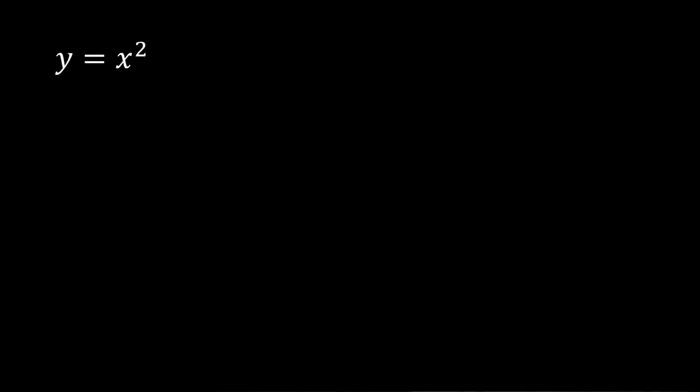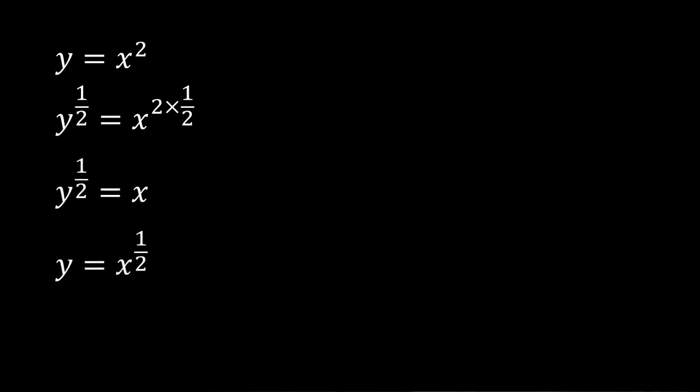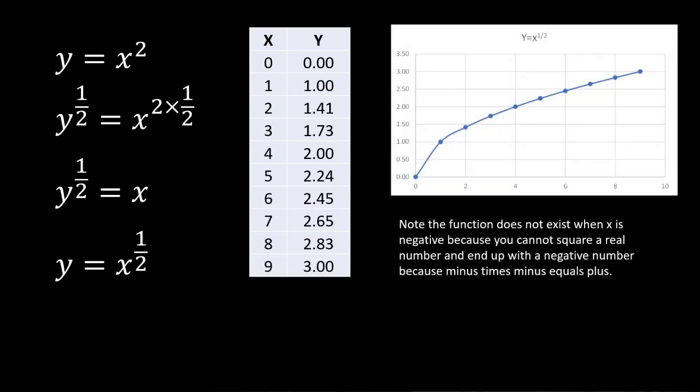Finally, we can manipulate this function as shown. If we raise both sides by a half power, we get y to the half equals x. If we swap the variables around and graph this function, we get the inverse function of y equals x squared, which is y equals x to the half, which is now shown on the screen.